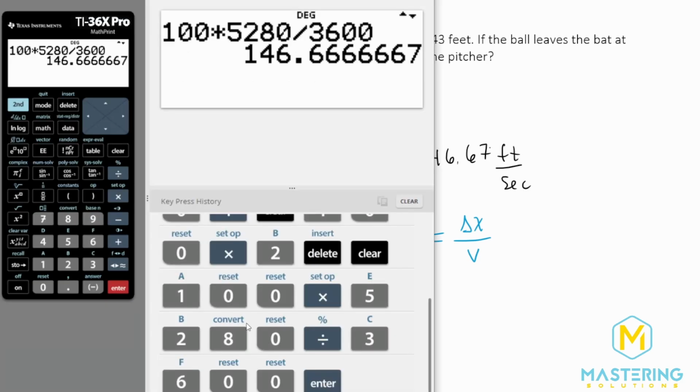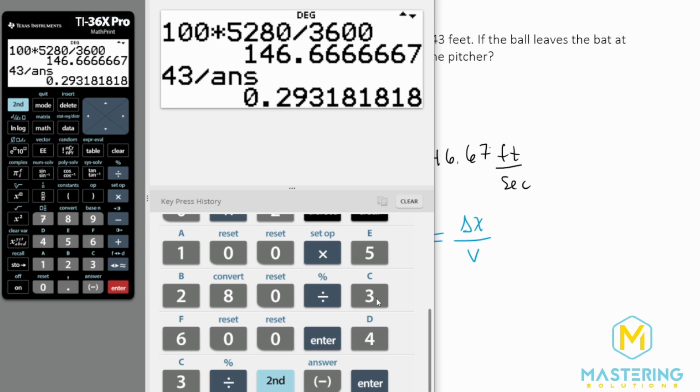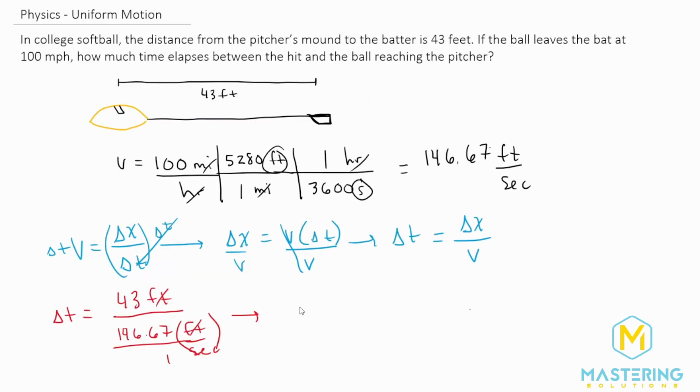And so we have 43 divided by the answer that we just got, which gives us 0.29 seconds. So the time that it takes for the ball between the hit and reaching the pitcher is 0.29 seconds.